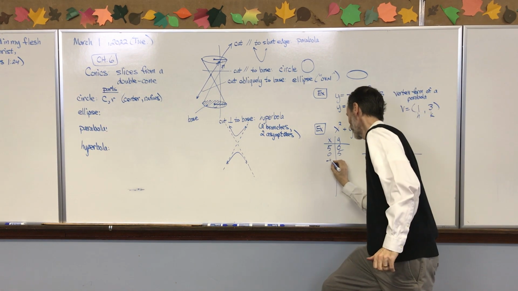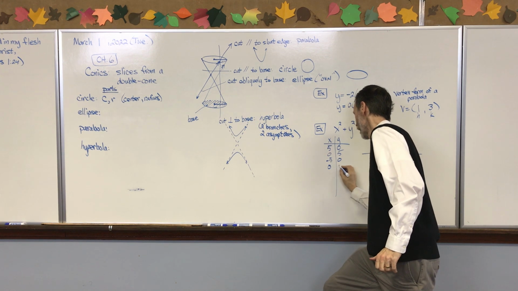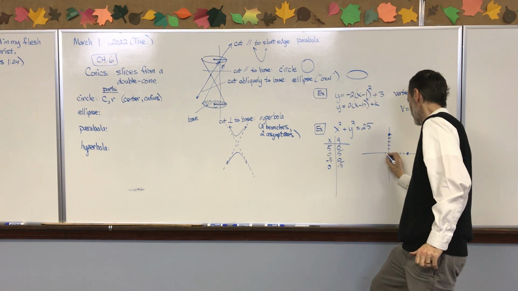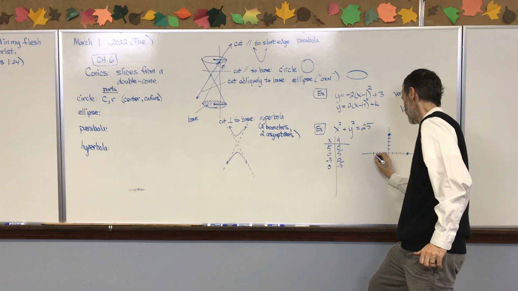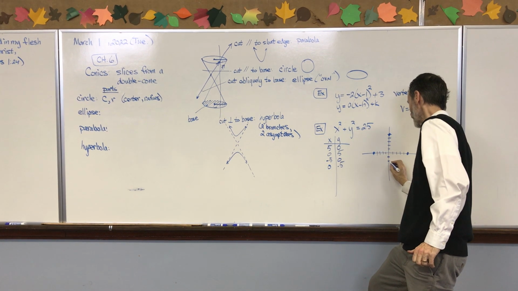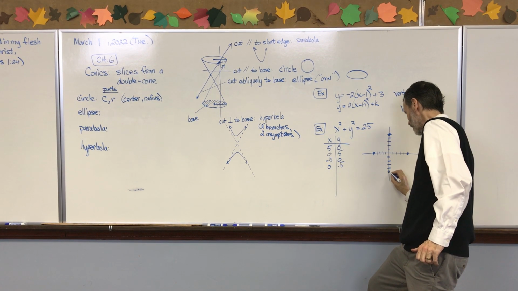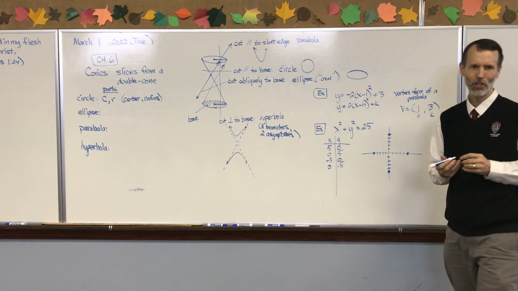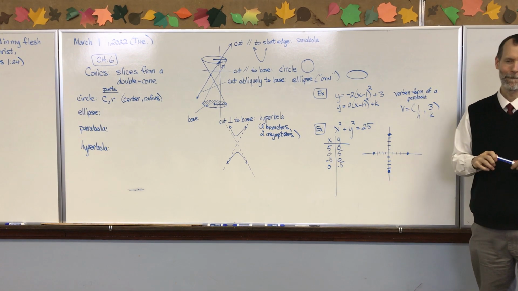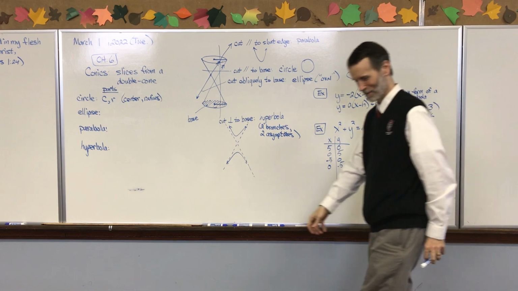-5 comma 0. What's another one? 0 comma -5. Here's the third point. Here's the fourth point. That might give it away. Whatever shape has to hit those 4.